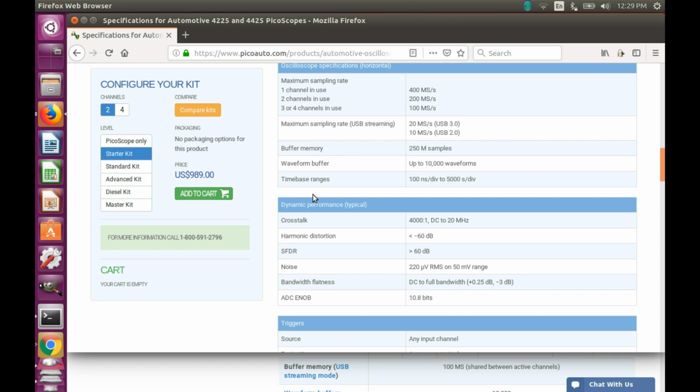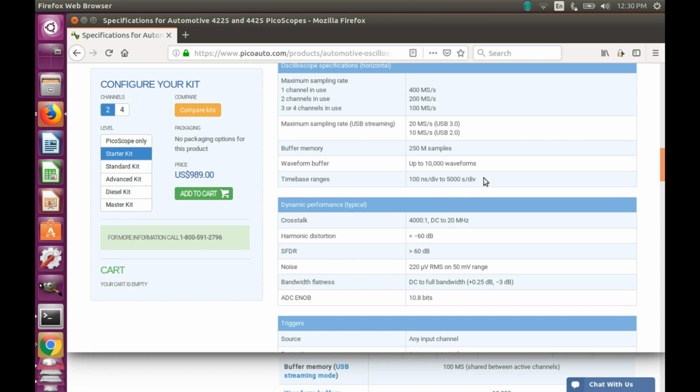Time-based ranges parameter tells you how much time you can have across the screen. At the lowest setting, you can have 1 microsecond across the screen, which corresponds to 100 nanoseconds per division. And on the upper range, you can have up to 14 hours across the screen, which will correspond to 5,000 seconds per division, pretty much using your Picoscope as a graphing meter.